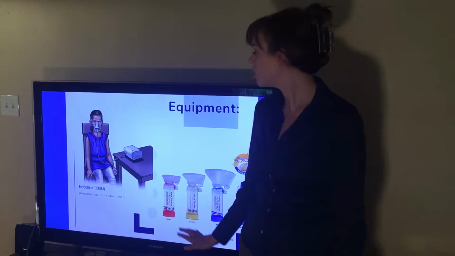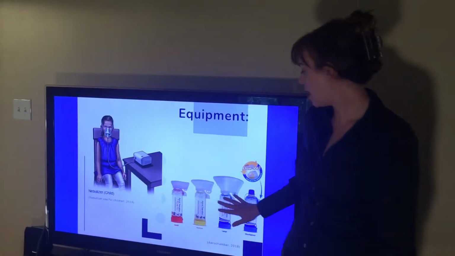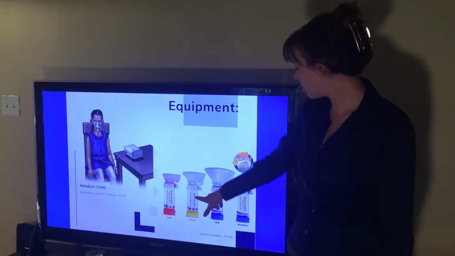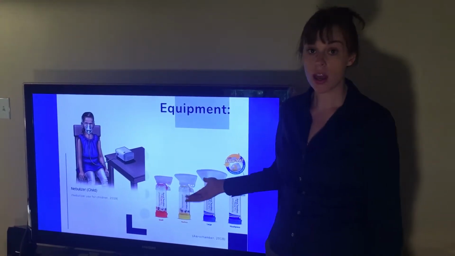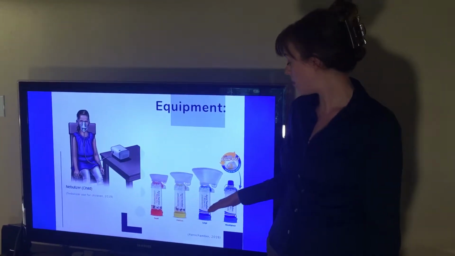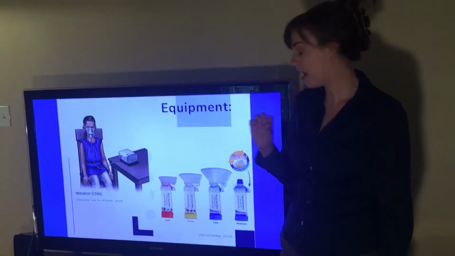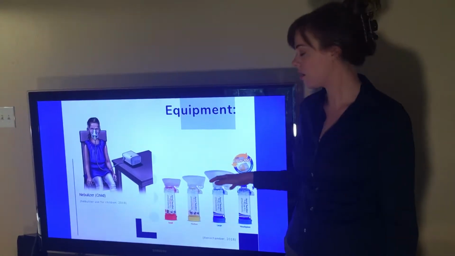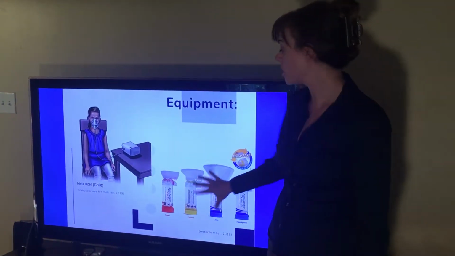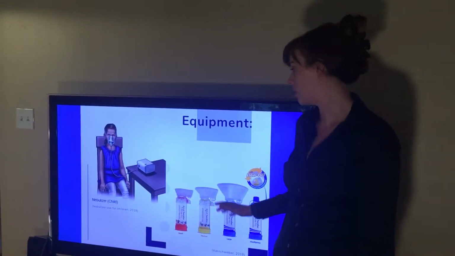Equipment that you might use with the child is a nebulizer machine and then the spacer. This brand in particular is an AeroChamber, but there are different brands out there that are appropriate for your child, and you'll see that there are different sizes with masks or mouthpieces. We'll go over how to use it specifically in a video later, but you want to make sure that you have this equipment available during the exacerbation.